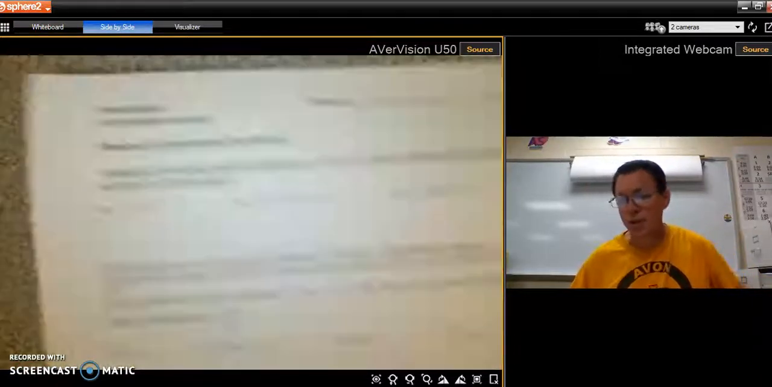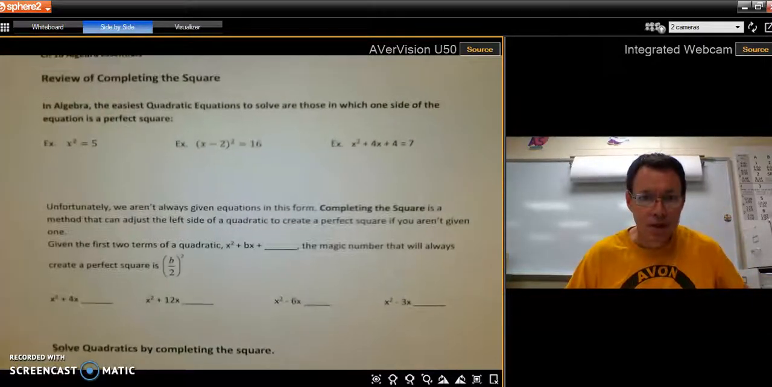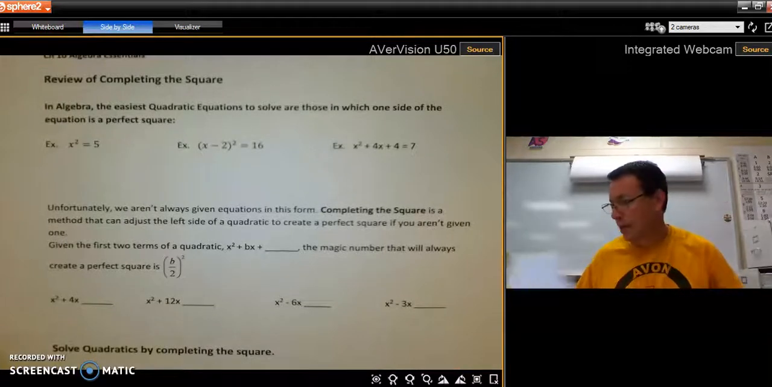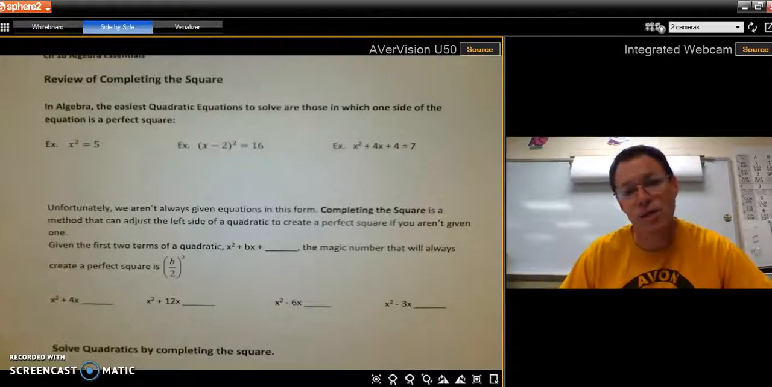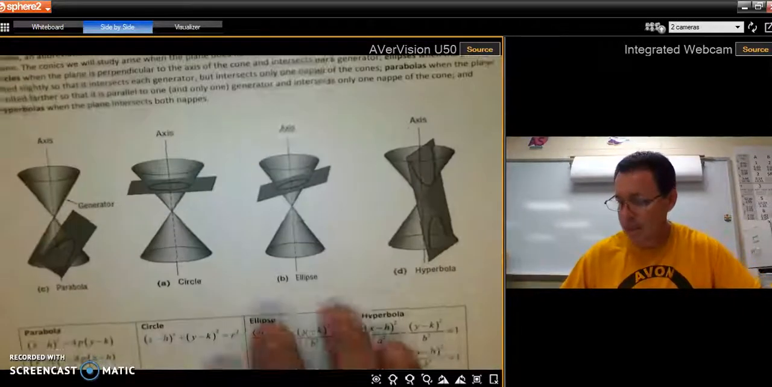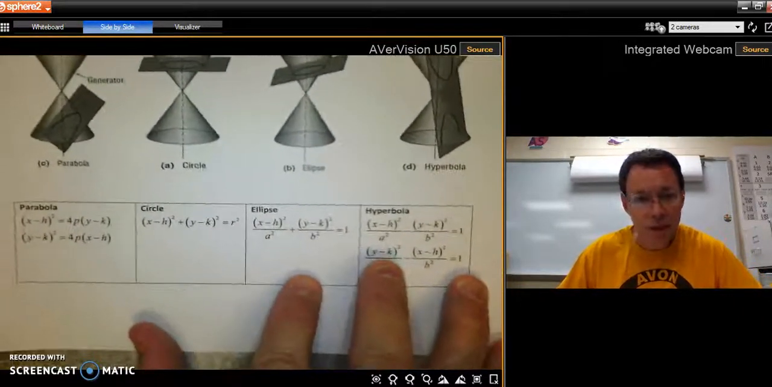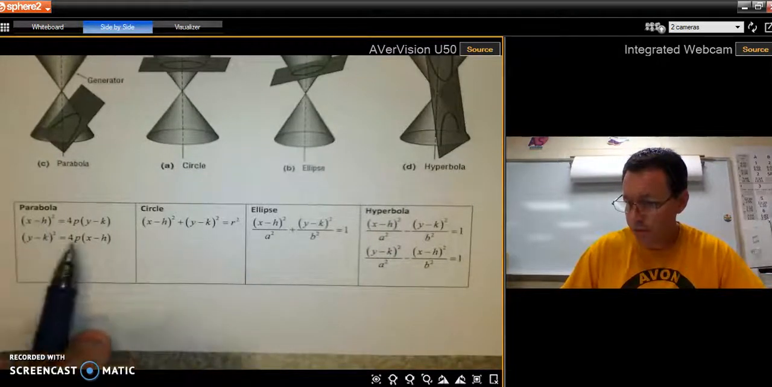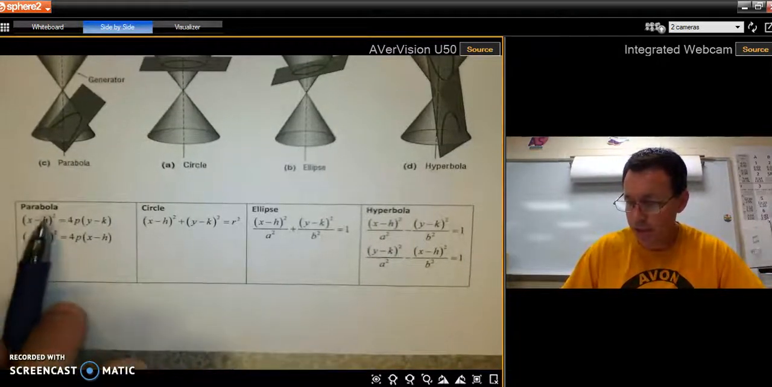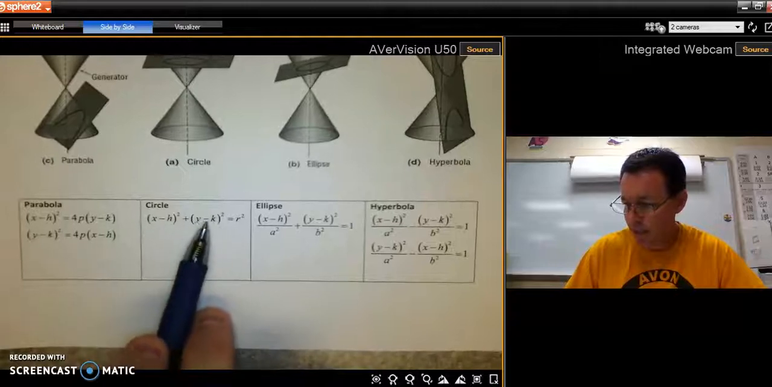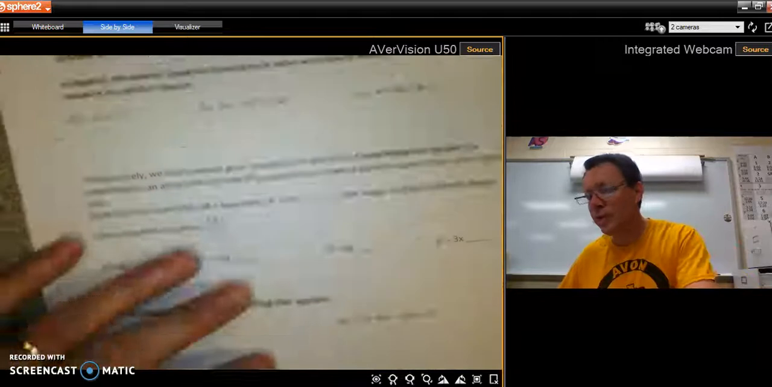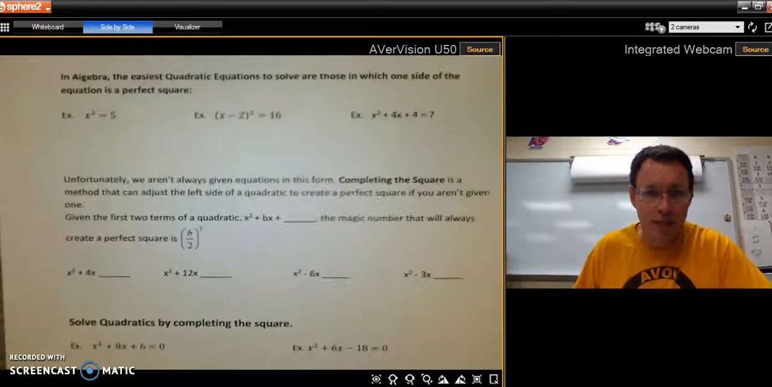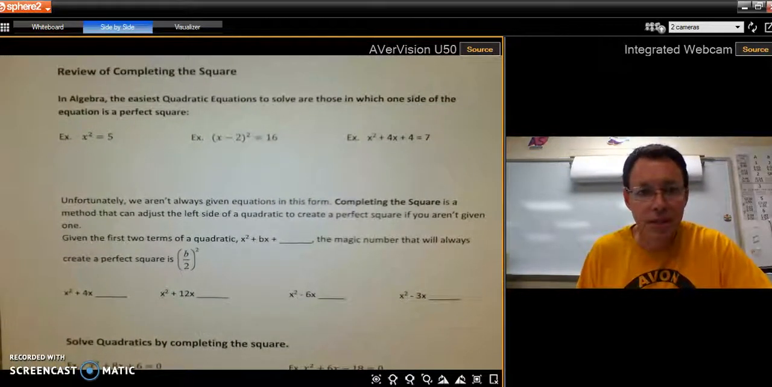Now, if you turn your page, you're going to see this. This is a review that I need to do before we get into any of these conic shapes. If you look at these formulas, they all involve some perfect squares: x minus h squared, x minus h squared, y minus k squared. There are all these little perfect squares. We need to review something from algebra before we get into this, and it's called completing the square.